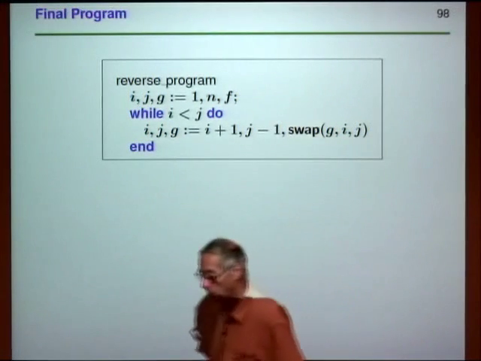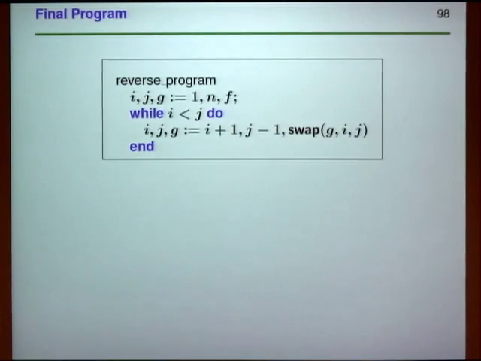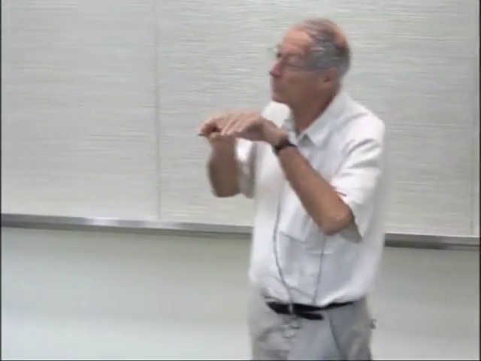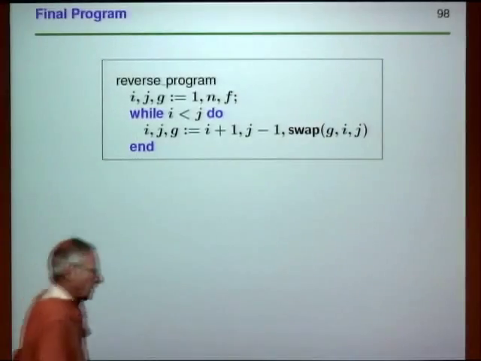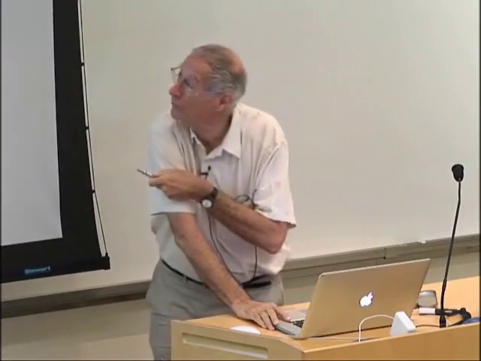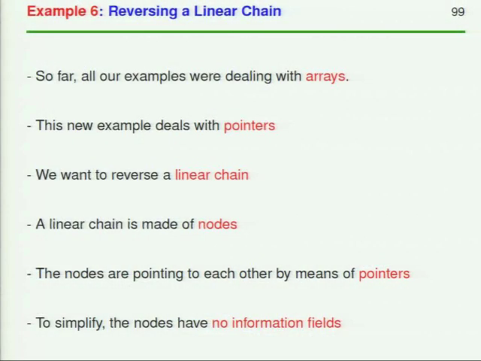The reason why I show this reversing of an array is that now we are going to do the same, but not with an array, with pointers. So we'll have a link of pointers, and we will do exactly the same, reversing completely the thing. So it's rather different because we have no indices anymore. We have just things pointing to each other.